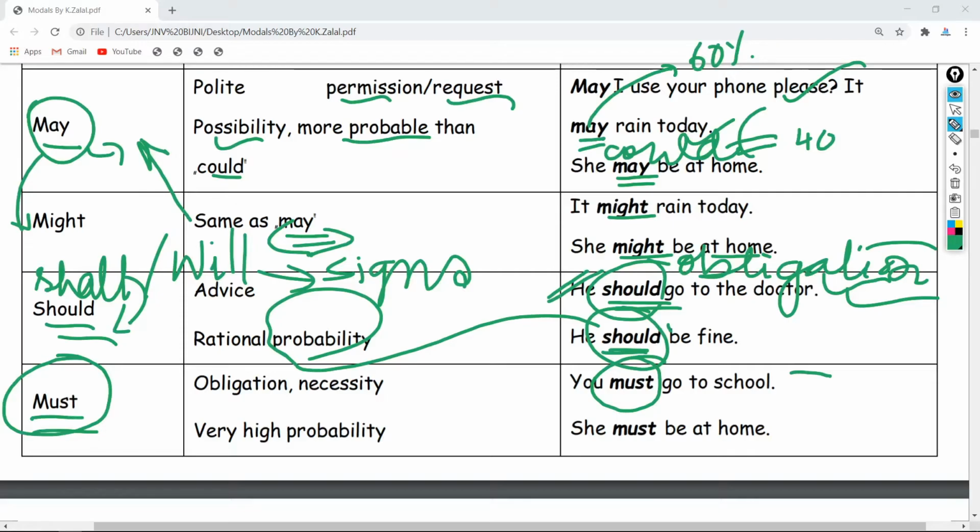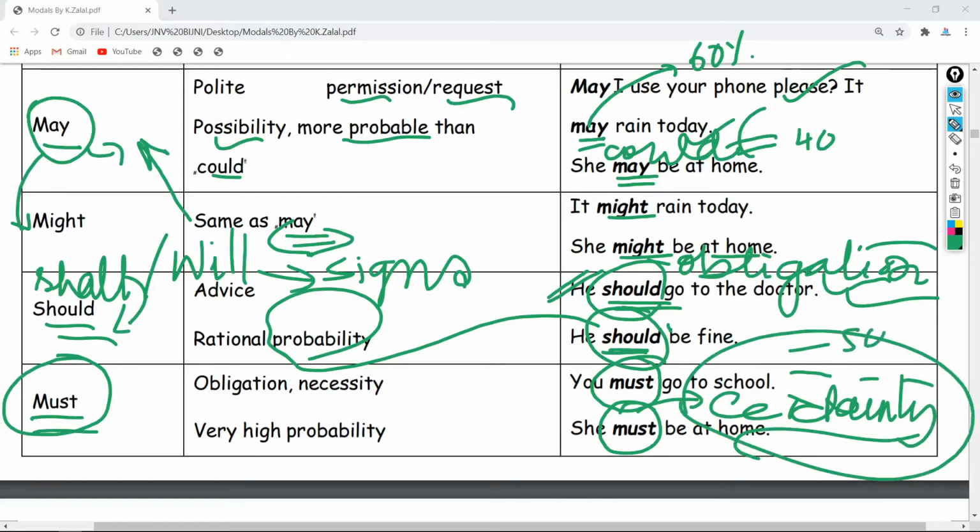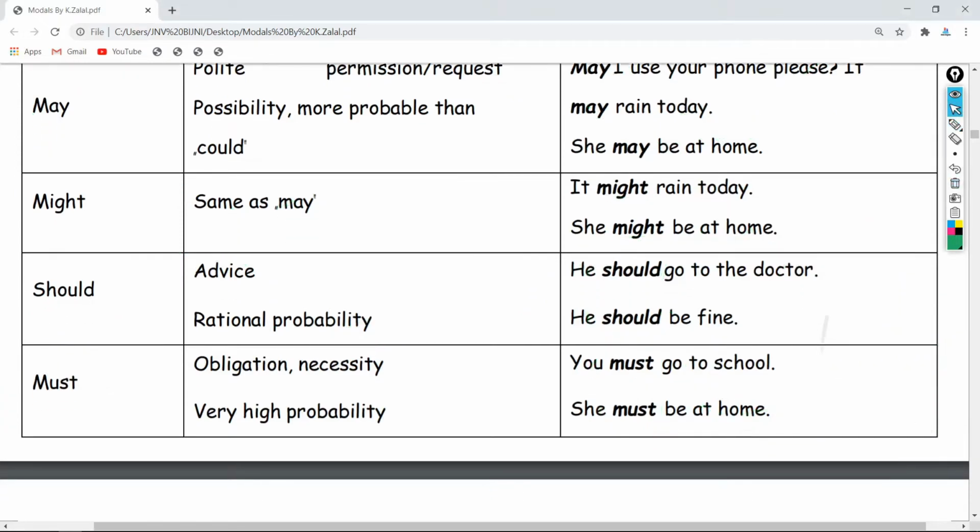She must be at home means that is the certainty. Certainty means this is the surety. This will be the surety, confirming that one must be at home. Then let us continue.